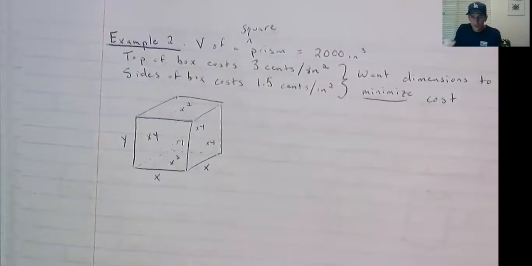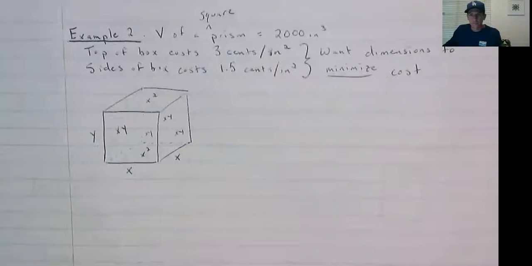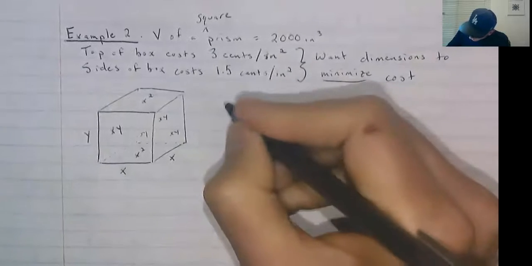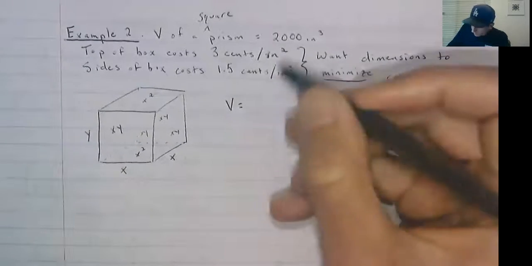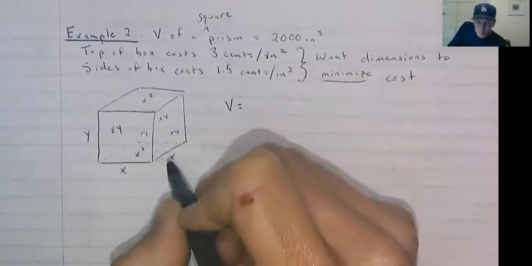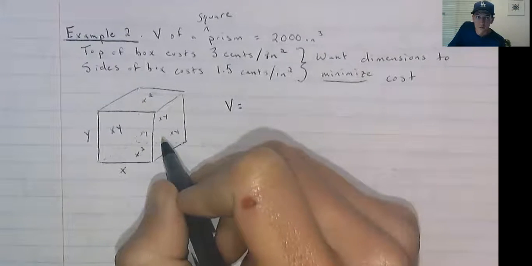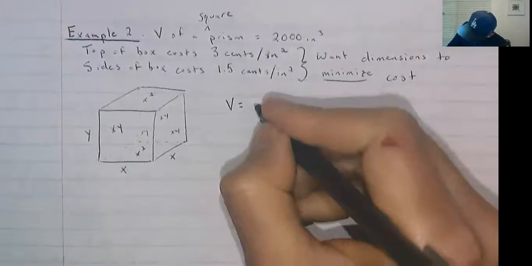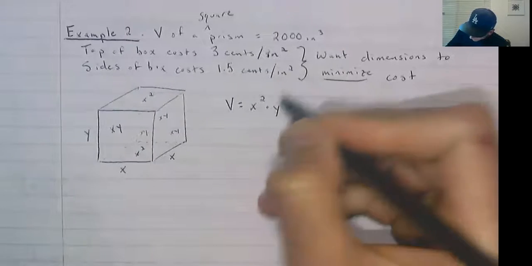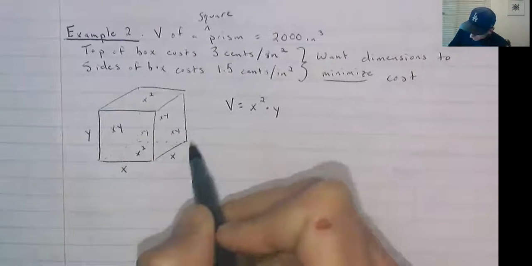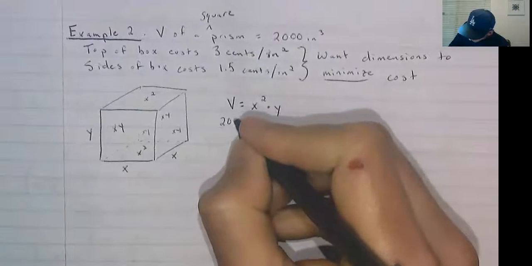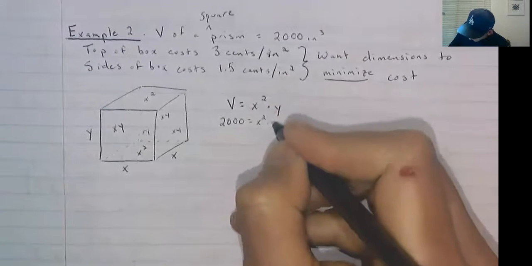As I said, we're proceeding somewhat similarly to the tin can. We know that the volume is 2,000 inches cubed. And we know that the volume of this square prism is going to be base, length, height. So 2,000 is equal to x squared times y.